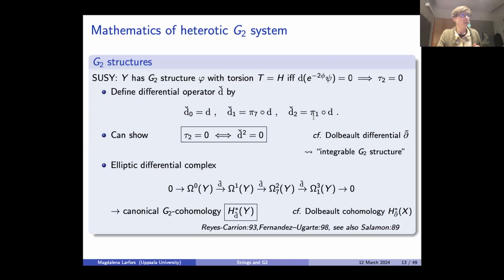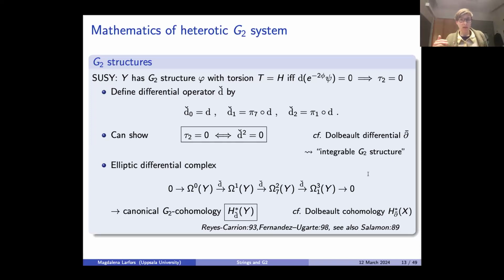And in particular, what is very nice to see is that when this torsion class tau2 is vanishing, then this differential operator defined in this way becomes nilpotent. This is similar to how the Dolbeault differential becomes nilpotent when you have an integrable complex structure. And for that reason, G2 structures with these constraints are sometimes referred to as integrable G2 structures.